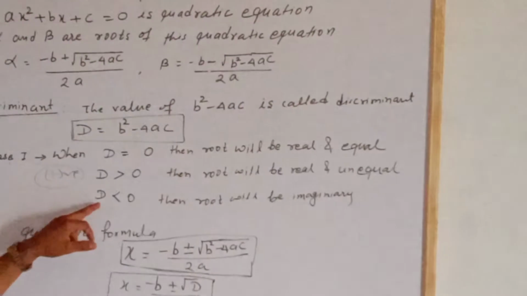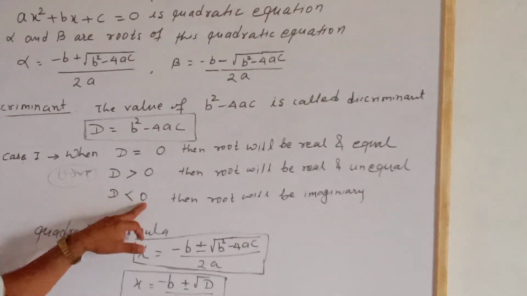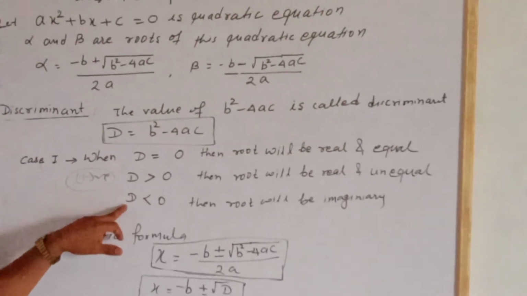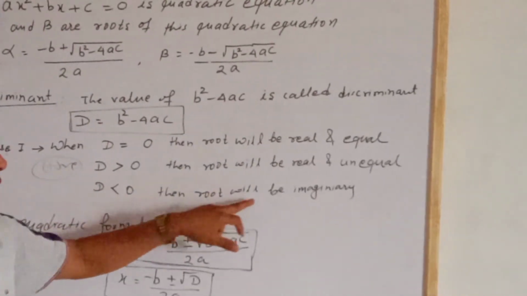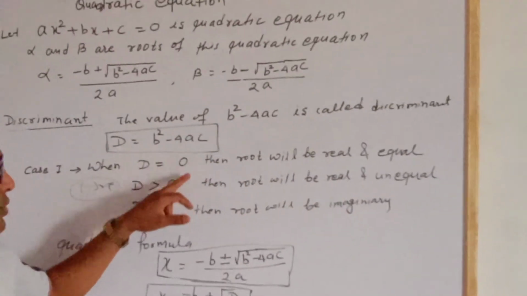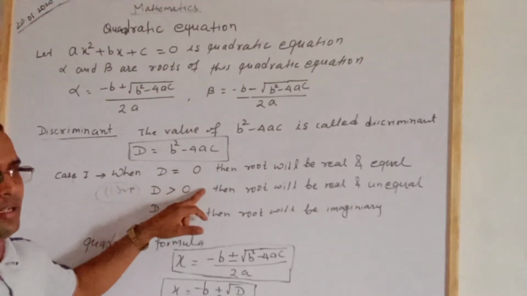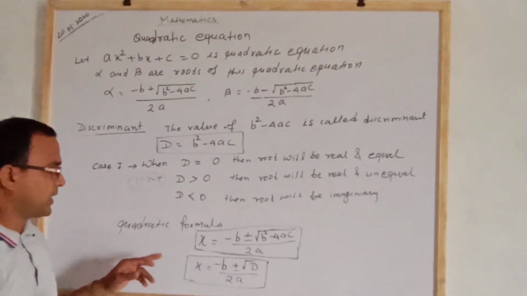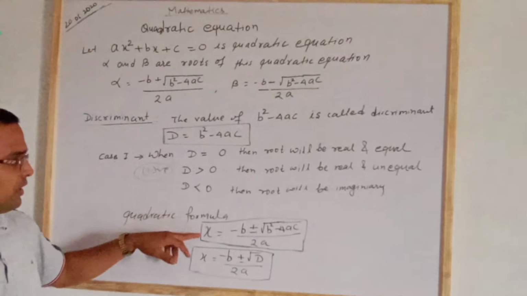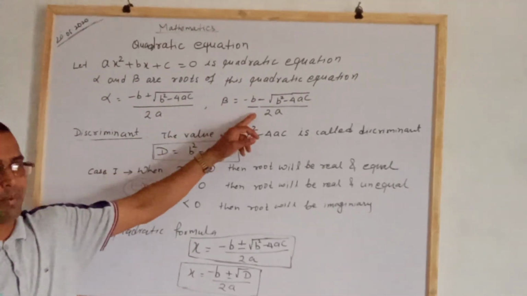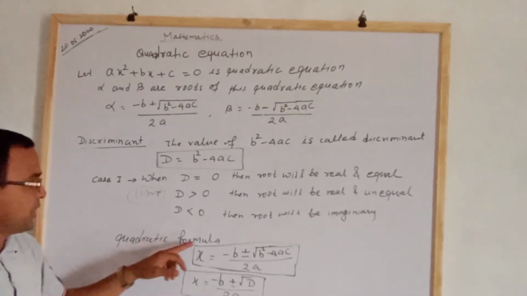And third, when D is less than 0, it means D is negative, then the roots will be imaginary. So in the first two cases, the roots will be real and in this case they are imaginary. In short, we can write the quadratic formula. It is also the combination of these two, alpha and beta. It is called the quadratic formula.